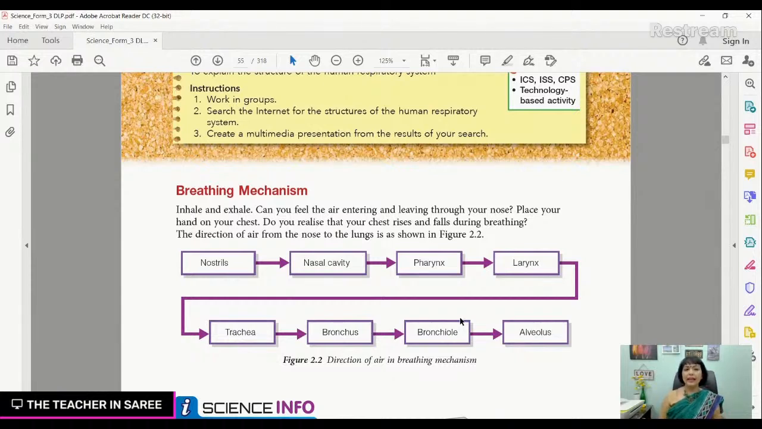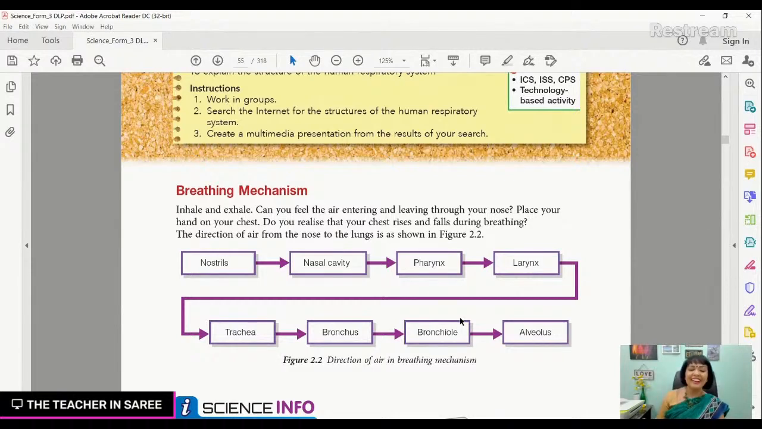Inhale and exhale. Can you feel the air entering? Place your hand on the chest. Do you realize that your chest is rising and falling during breathing? All this happens on a daily basis, every second, every minute, but we just don't realize and we take it for granted.